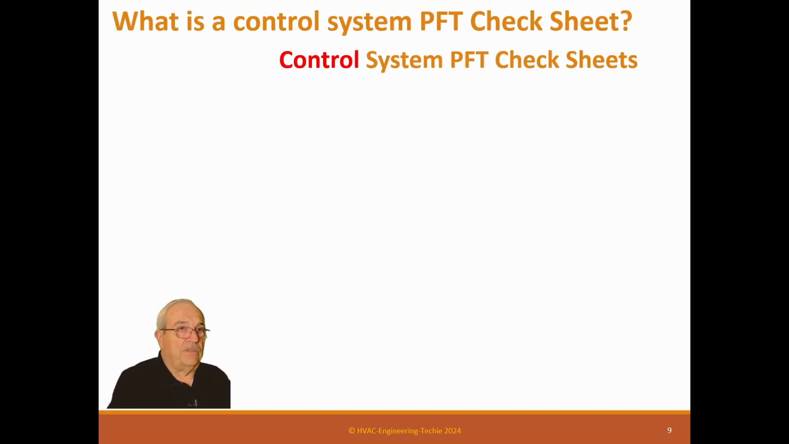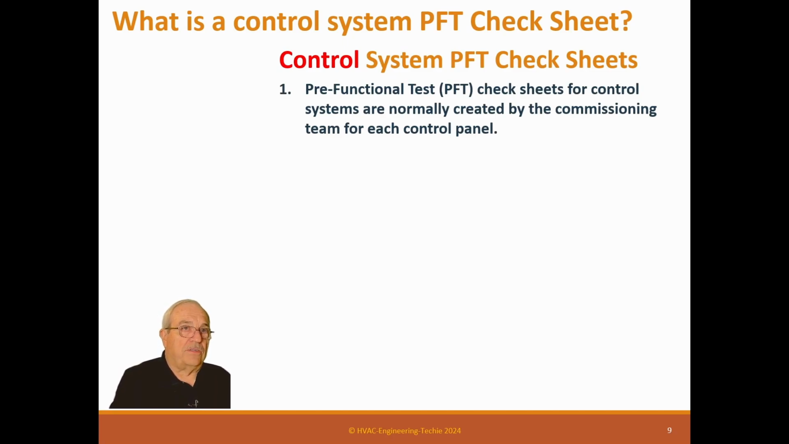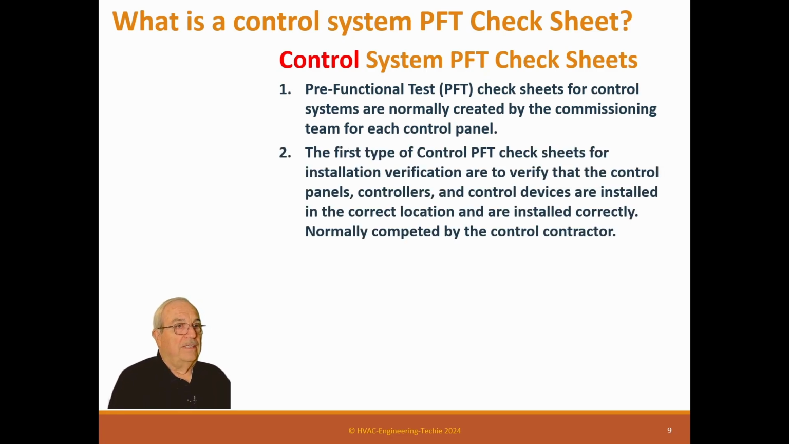Control system PFT check sheets. Pre-functional test (PFT) check sheets for control systems are normally created by the commissioning team for each control panel. Our test sheets are all done by control panel. Now, a control panel may have 3 or 4 controllers in it. It's not done by controller, it's done by panel. The first type of control PFT check sheet, for installation verification, is to verify that the control panels, controllers, and all control devices are installed in the correct locations and are installed correctly, normally completed by the control contractor.